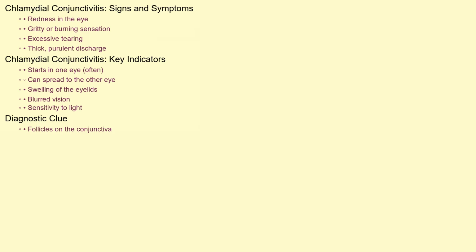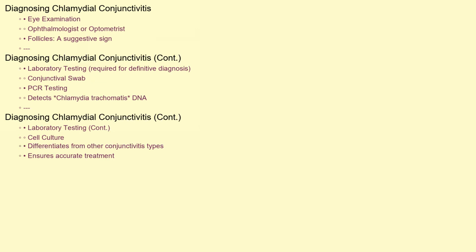Chlamydial conjunctivitis typically presents with redness in the eye, a gritty or burning sensation, and excessive tearing. A hallmark symptom is a thick, purulent discharge. Unlike viral conjunctivitis, which often affects both eyes simultaneously, chlamydial conjunctivitis often starts in one eye and can spread to the other. You might also notice swelling of the eyelids, blurred vision, and sensitivity to light. As mentioned earlier, the presence of follicles on the conjunctiva is a key diagnostic clue.